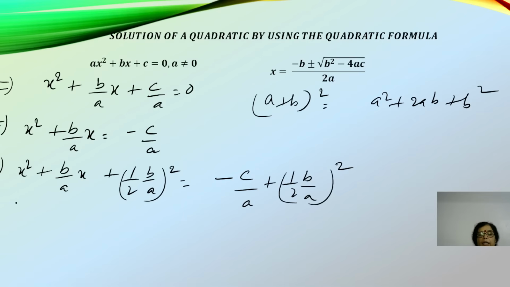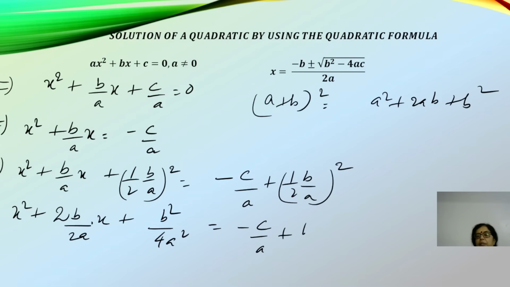Now on the left hand side, again, we have got the b term, but we don't have the middle 2ab term as yet. So to get that, we'll multiply this by 2 and simultaneously divide it by 2. And this becomes b squared by 4a squared is equal to minus c by a plus b squared by 4a squared. So here this is a complete perfect square. This is the a square term, this is the 2ab term, and this is the b square term.